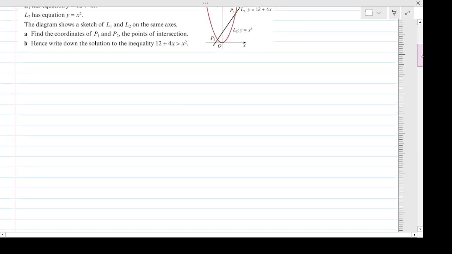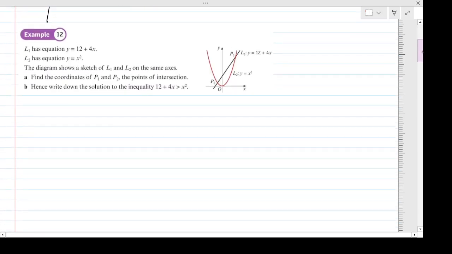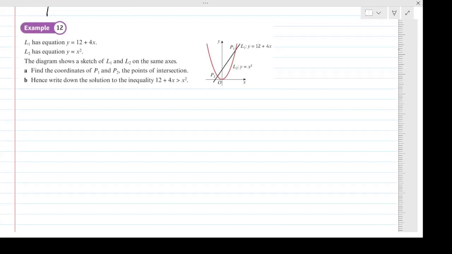Okay, so let's have a look at this example then. So we have example 12. We are given a line L1 with equation y is 12 plus 4x, which is drawn to us here, and L2, which has equation y is x squared, which is this quadratic curve here. The diagram shows the sketch, okay. Part A says, first of all, to find the coordinates of P1 and P2, which are here and here. Labeled that. But that's the points of intersection, okay.